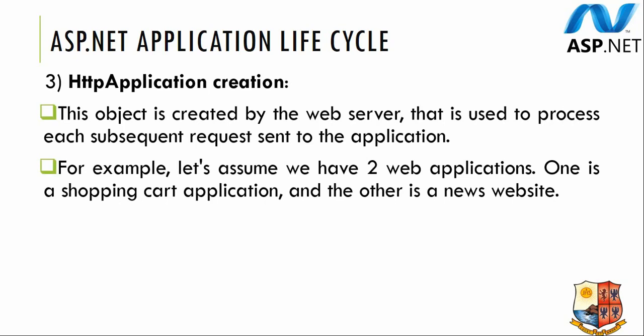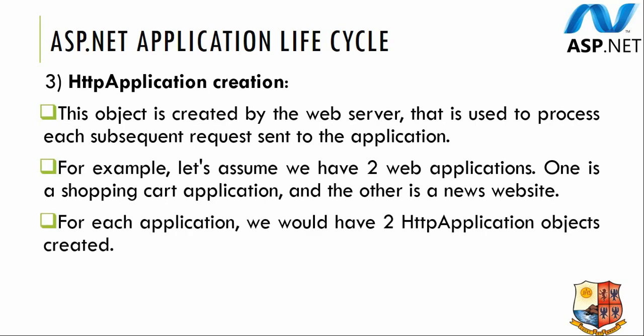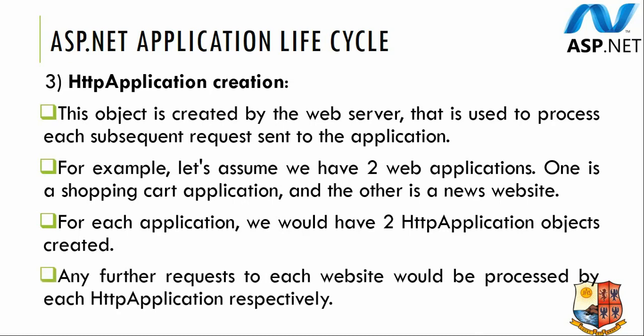Okay, so for the shopping cart, there will be one application object created. For the news website, there will be one more application object created. For each application, we would have one application object created. Any further request to each website will be processed by each of those HTTP application objects respectively. I hope this is clear for the application itself. Okay, I'm still in application lifecycle.